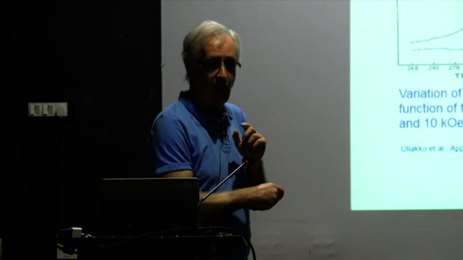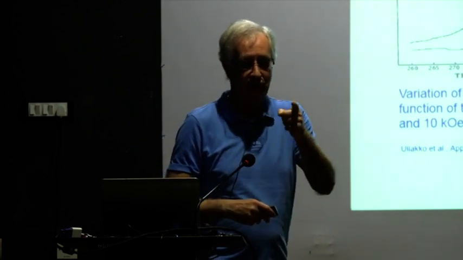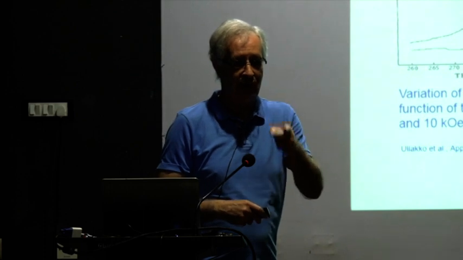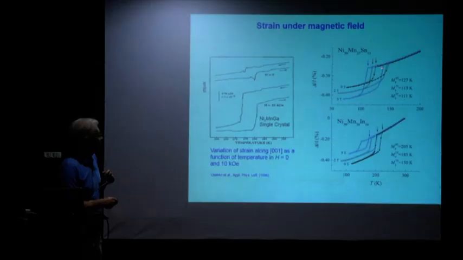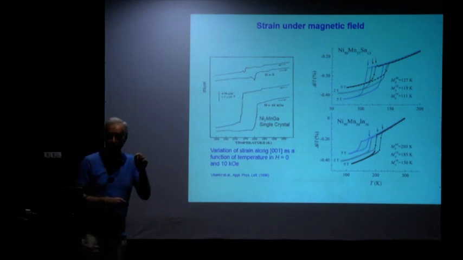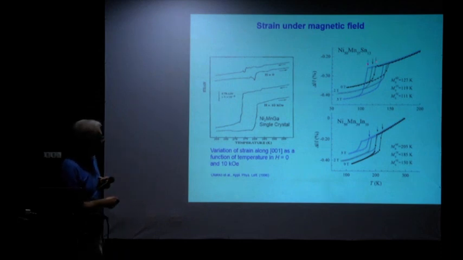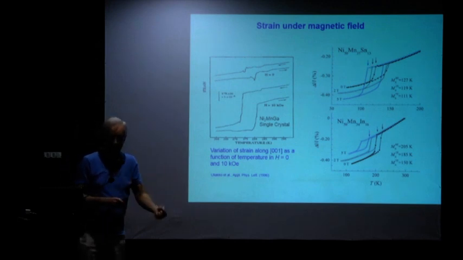This could have gone up. It doesn't go up. It goes down. It goes down because the field selects the easy axis, and the easy axis is the short axis. So here, what happens? We see one further thing, that in a magnetic field, these arrows point to the Martensite start temperatures. In a magnetic field, this Martensite start temperature moves down to lower temperatures. In both cases, here also and here also. Okay?